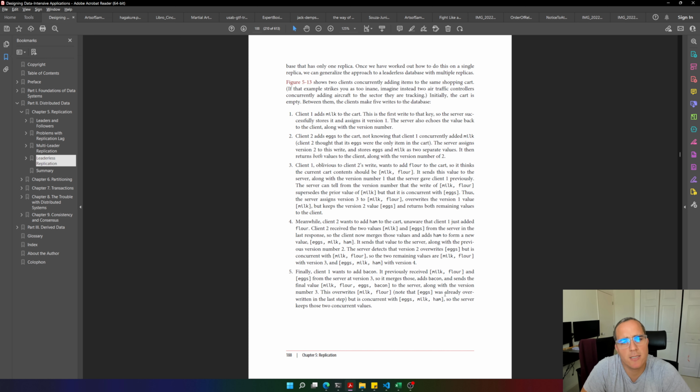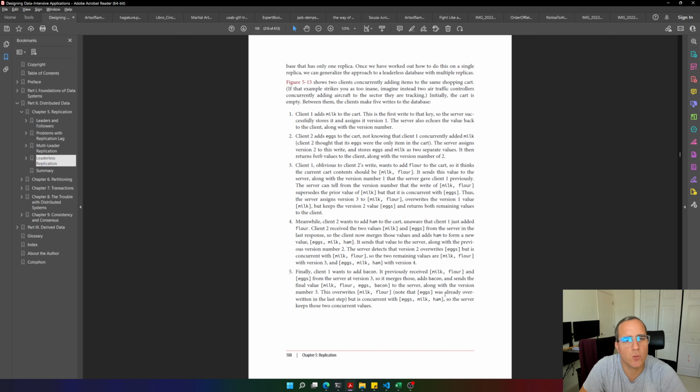Client 2 adds eggs to the cart, not knowing that client 1 concurrently added milk. Client 2 thought that eggs were the only item in the cart. The server assigns version 2 to this write and stores eggs and milk as two separate values. It then returns both values to the client along with the version number of 2.